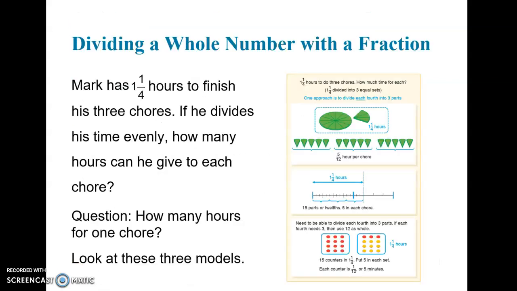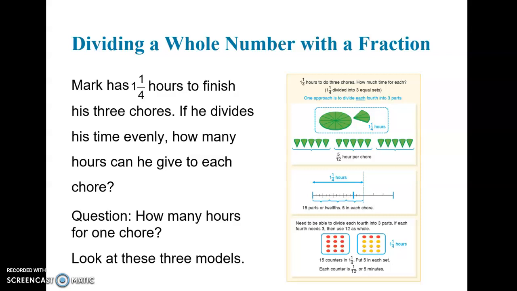The figure on the right is 3 different ways to show the problem. Mark has 1 1/4 hours to finish his 3 chores. If he divides his time evenly, how many hours can he give to each chore? If you did it as a pie, you have a whole pie plus a 1/4. You break it up into 12ths. So you have 5 12ths of an hour per chore.